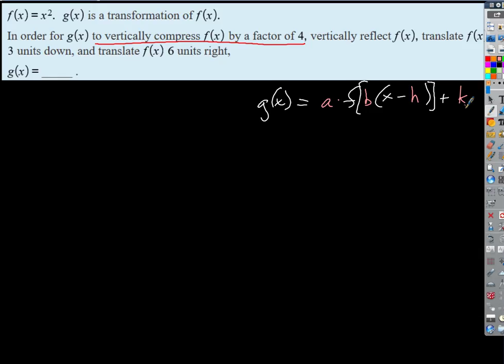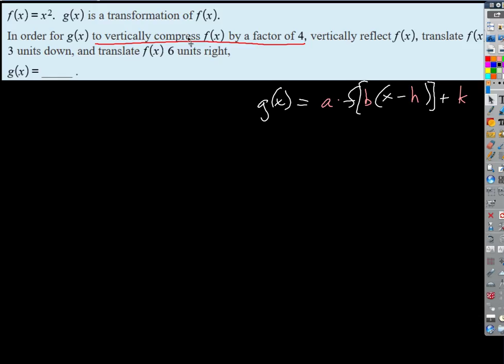So if we're going to do all this stuff, and we're going to vertically compress by a factor of 4, that's going to be associated with which parameter? A. Oh, hang on. I really don't like something about this. You know what I did? I need to change these a little bit. That shouldn't say compress, should it? Compress doesn't fit. I got to tweak these just a little bit.